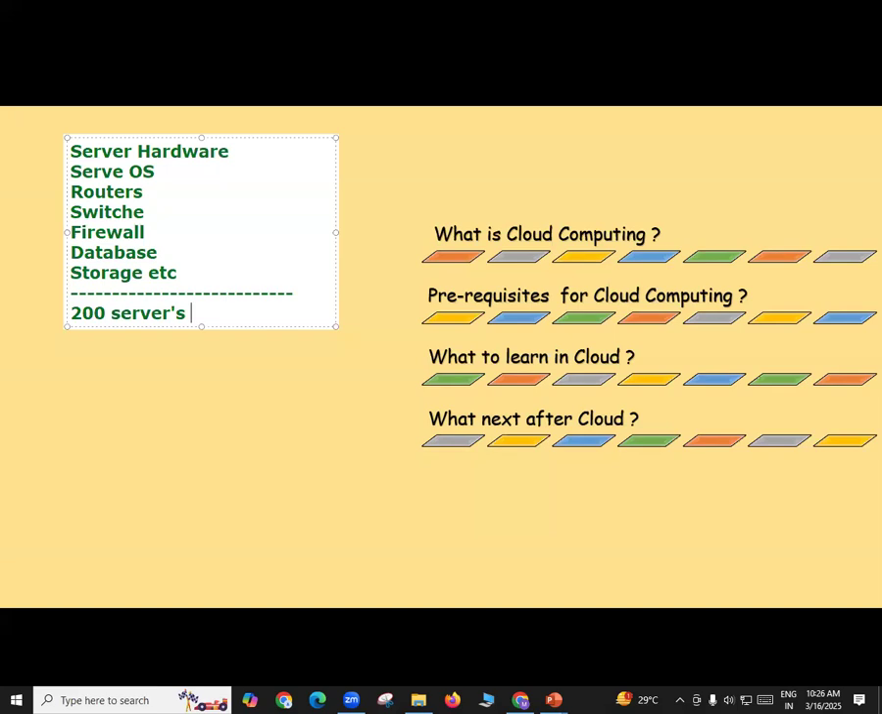So if you are establishing a small company with 200 servers, you know how much money you need to spend here? A server can cost you easily 3 lakh, 4 lakh, 5 lakh Indian rupees. A medium level server, I repeat, can cost 4 or 5 lakh rupees. If you go with a high configuration server, it can be 10 lakh, 12 lakh, 15 lakh rupees, or even a bit more. So if you want to establish a computer network with 200 servers, you need 200 server operating systems, many routers, many switches, many firewalls, database, storage, and many more devices we need to add. So the overall cost of your computer network can be, let's say, 7 to 8 crore Indian rupees.